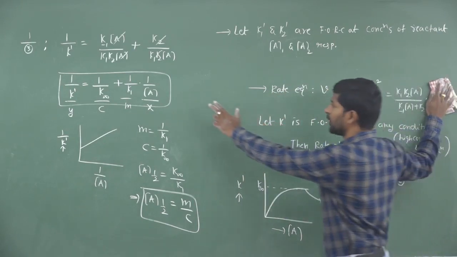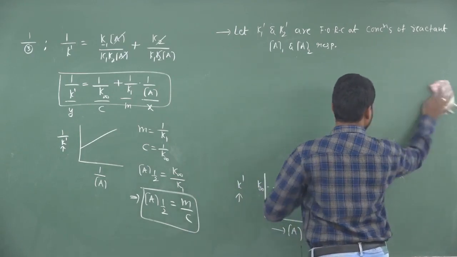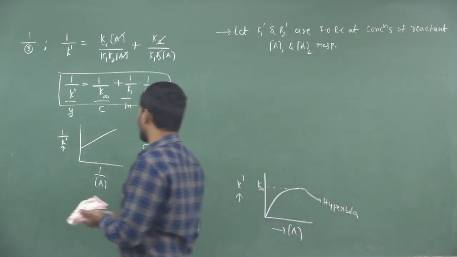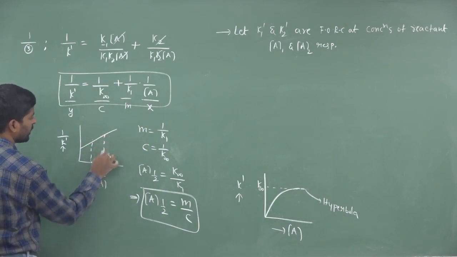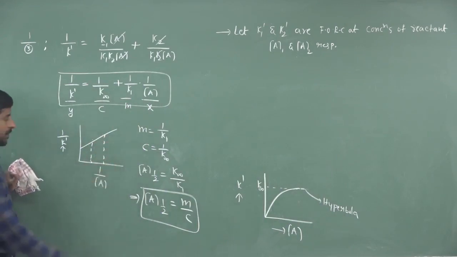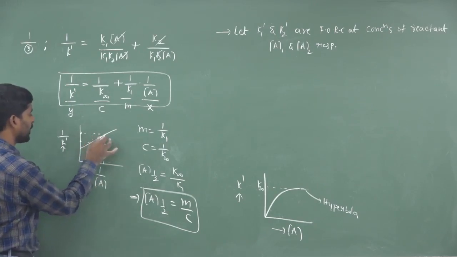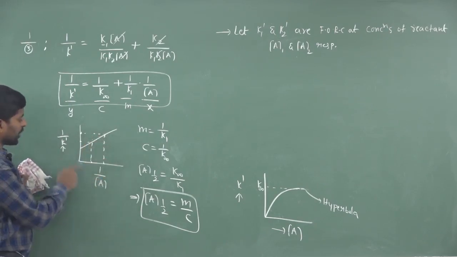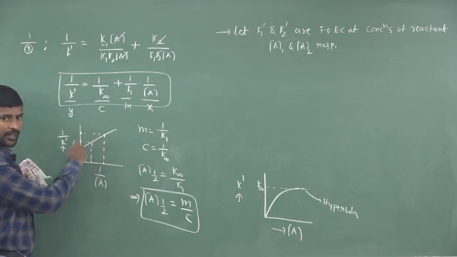So this equation, if you apply at two concentrations, from this graph we can get at two concentrations. This is at 1 by A1 concentration, this is at 1 by A2 concentration. What we get here? 1 by k1 dash. This is 1 by k2 dash. So k1 dash, k2 dash values we will get at A1 and A2 concentrations respectively.